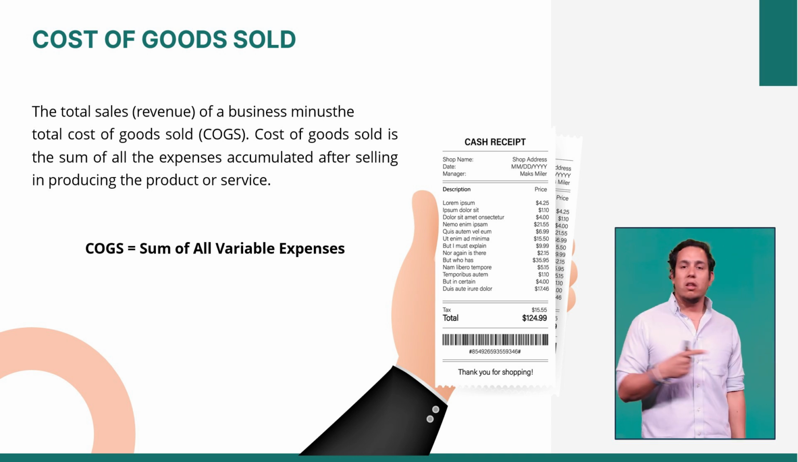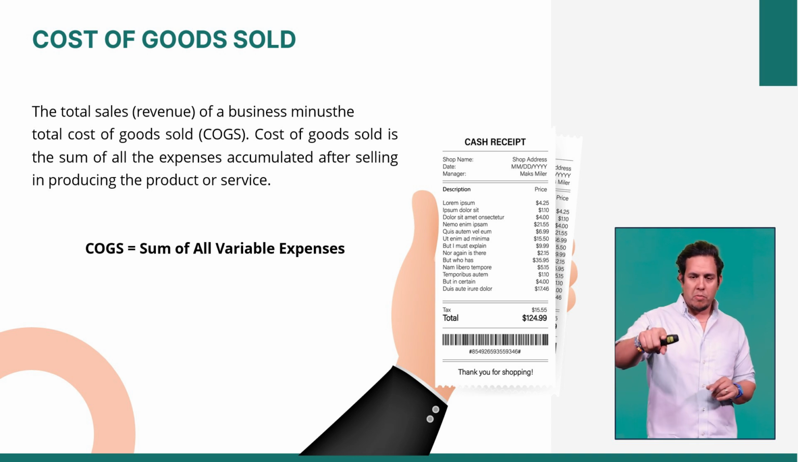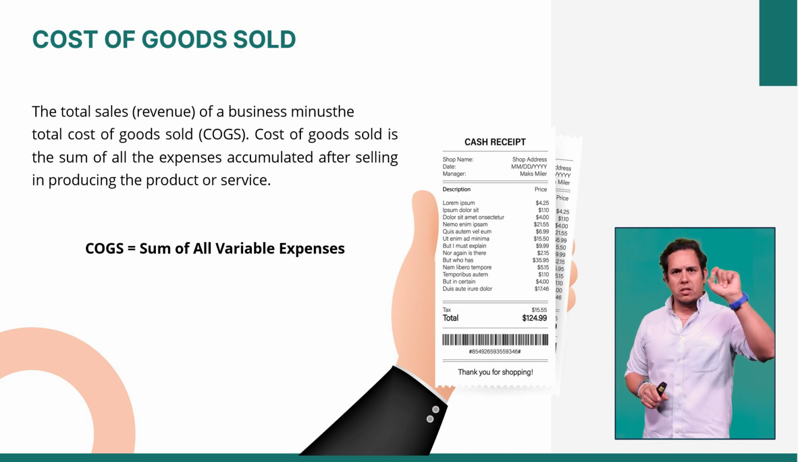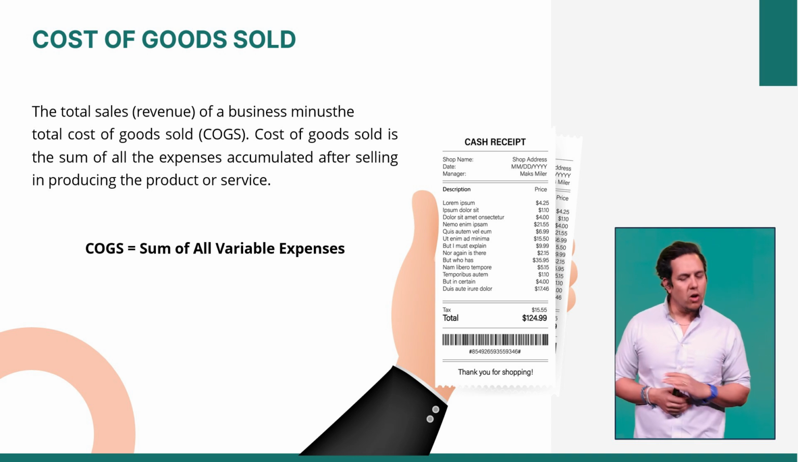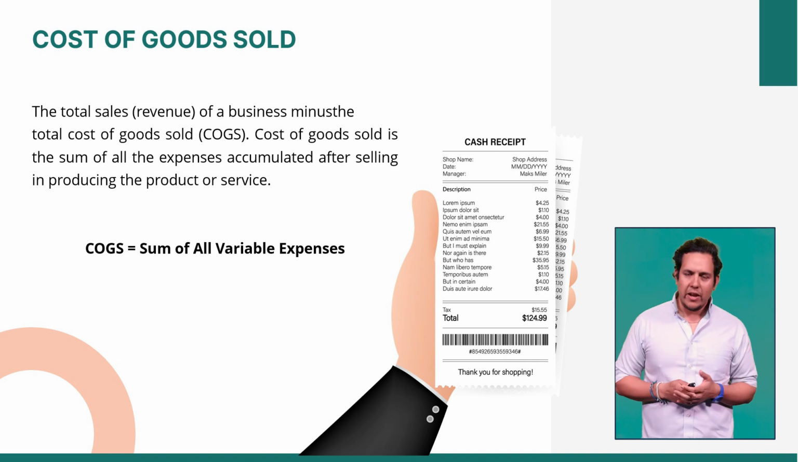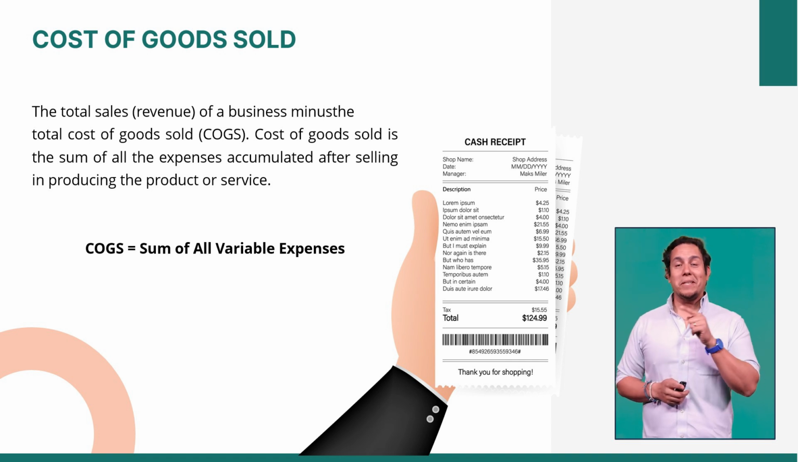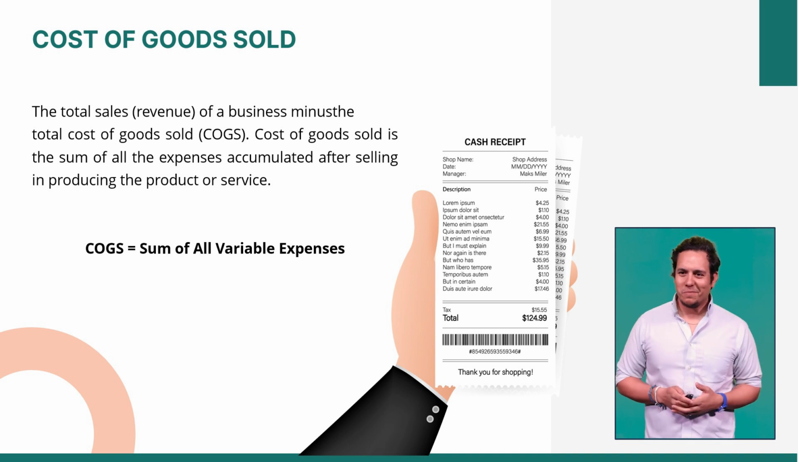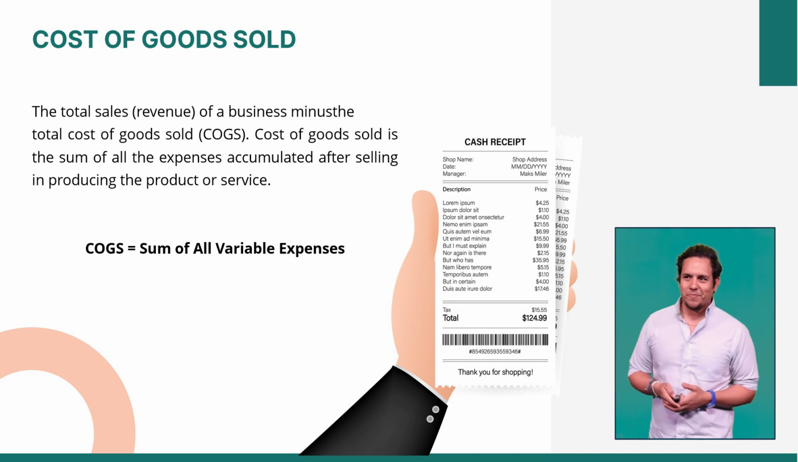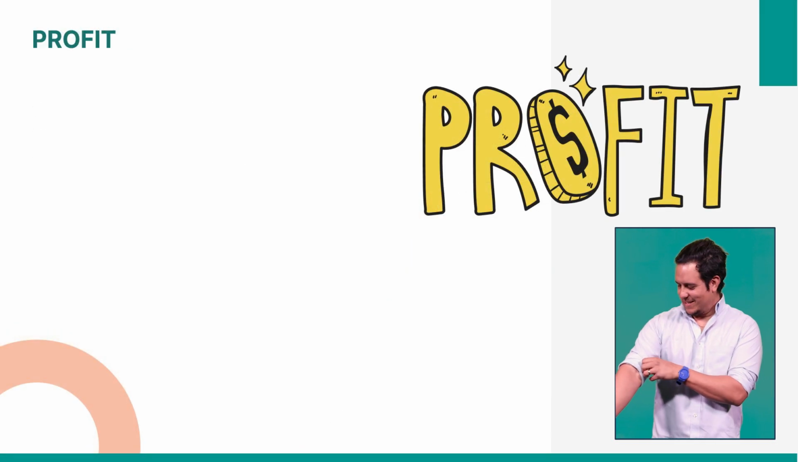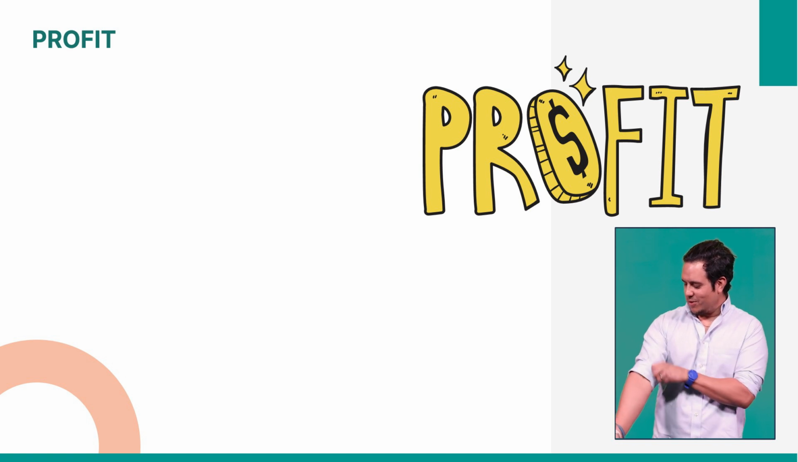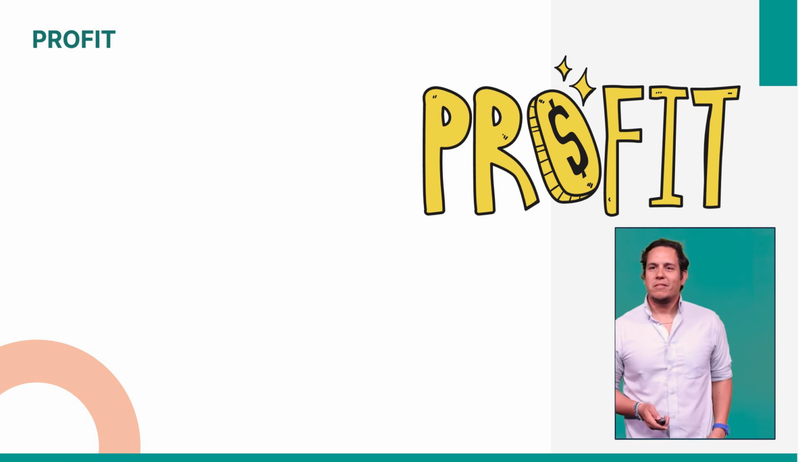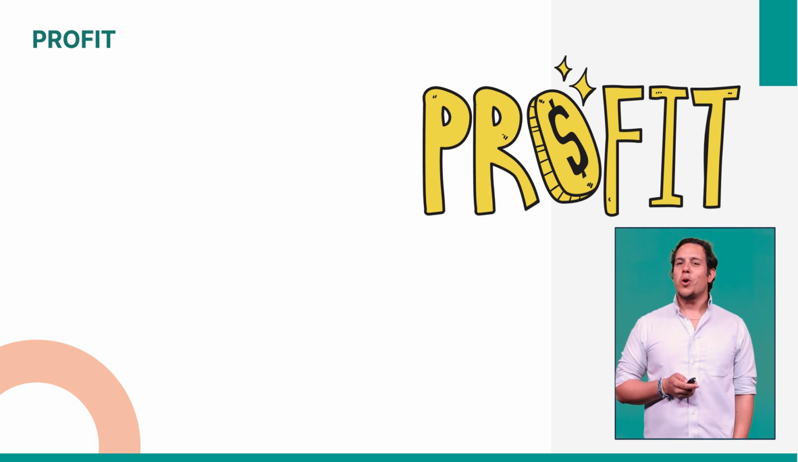Cost of goods, all of the variables. That's what it is. Simple formula, that's the one to remember. Cost of goods sold, COGS, we utilize it all the time in the financial lingo. COGS equals the sum of all variable expenses. Here we go. All right. Profit. We saw revenue. We're looking at COGS, cost of goods sold. Now we see this little word, profit.